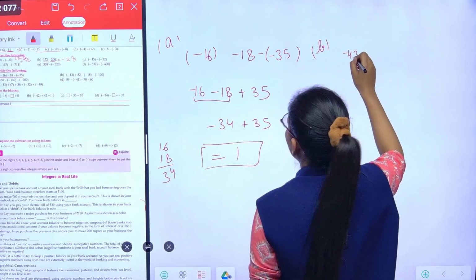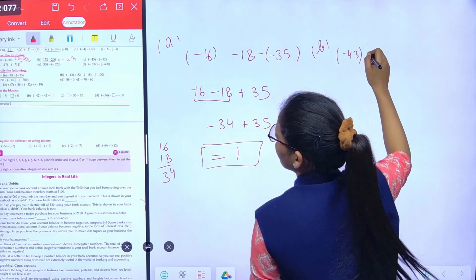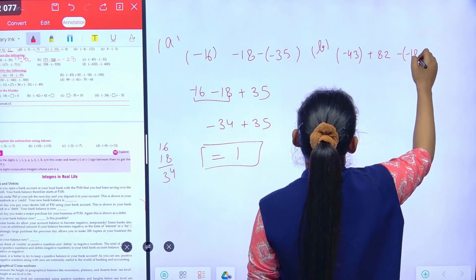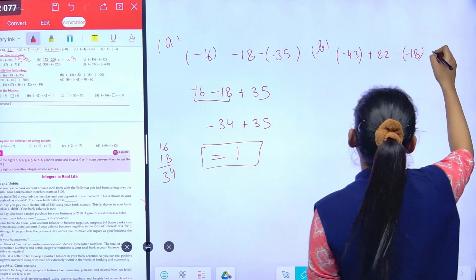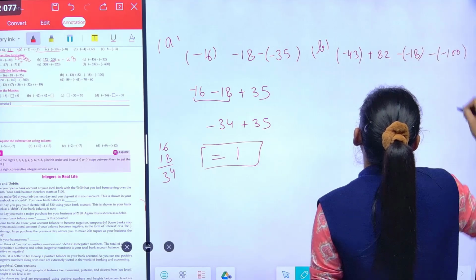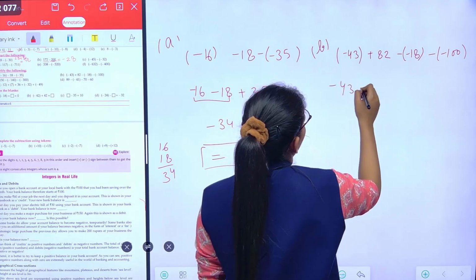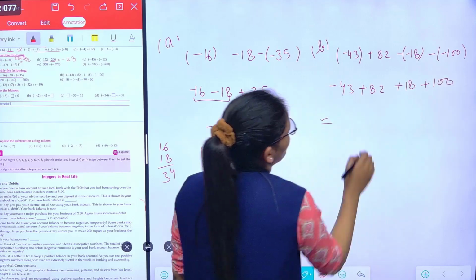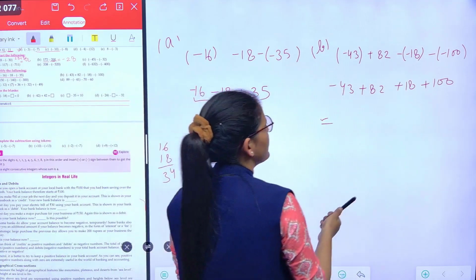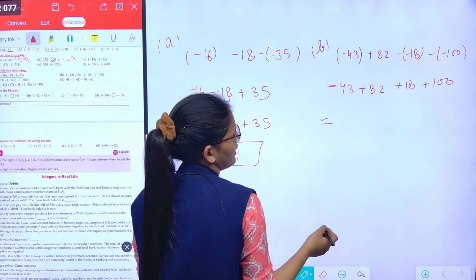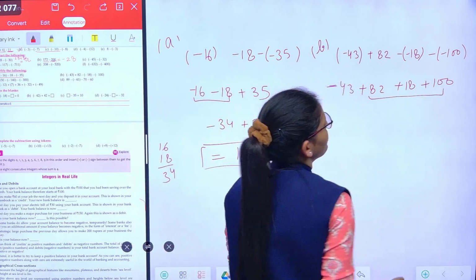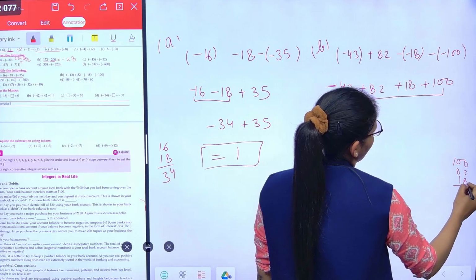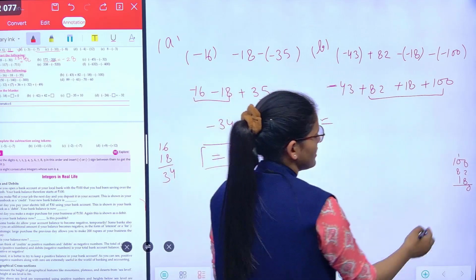Minus 43 plus 82 minus minus 18 minus minus 100. Understand class? हम उसको सिंप्लीफाई करेंगे अब. माइनस माइनस प्लस 18 प्लस 100. Now class, हमारे सारे ही साइन पॉजिटिव हैं जो चेंज हो चुके हैं, बस एक है माइनस 43. Now class, हम इन तीनों को ऐड करेंगे, that is 100, 82 plus 18. 0, 8 plus 1, 9 plus 1, 10, 0.